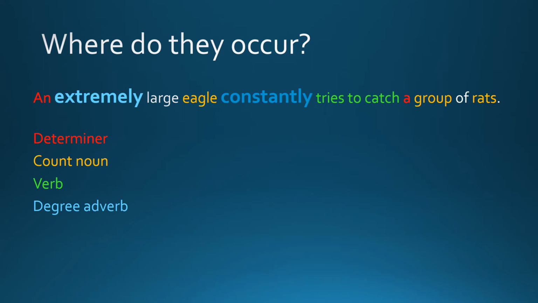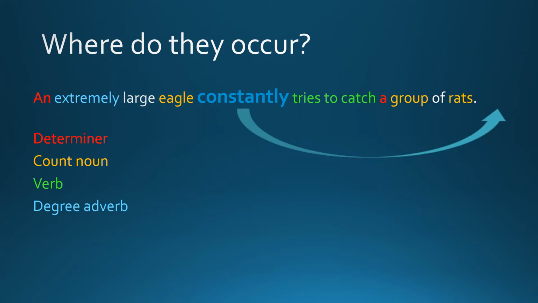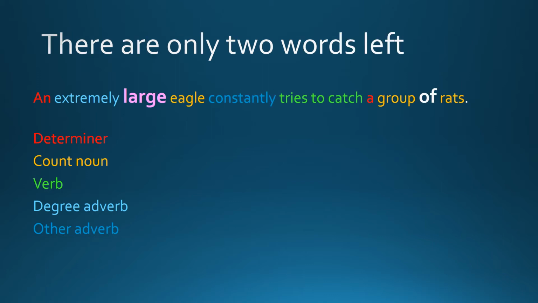Okay, what about constantly then? Well, we can try that again. We can try this movement test. Where is it? And we see that that actually works. Yes, so constantly can move to the end of the sentence. An extremely large eagle tries to catch a group of rats constantly. Perfectly fine. So that shows us that it's another kind of adverb. Okay, so we're making good progress here. Two more words are left in the sentence. There's large and there is of.